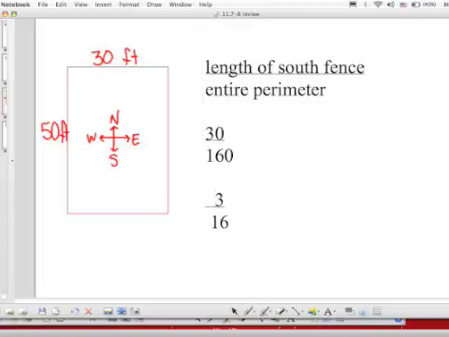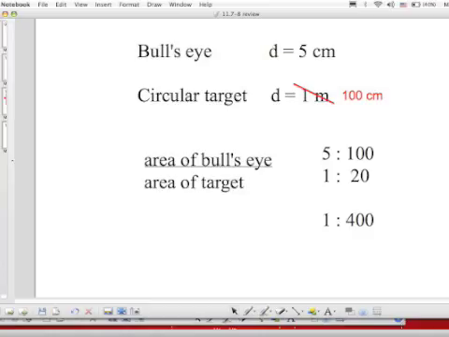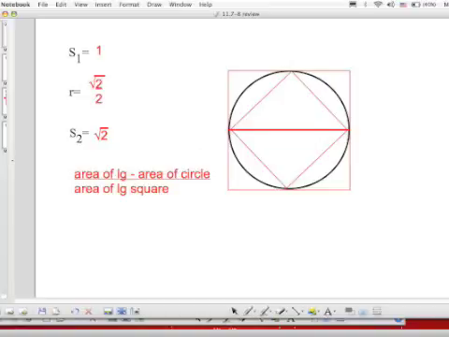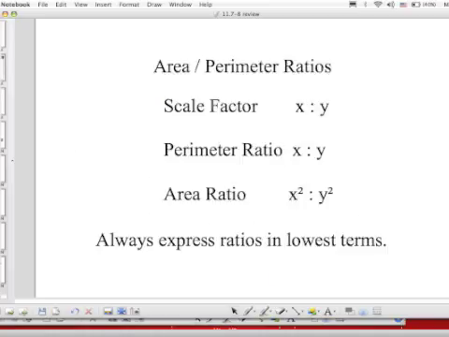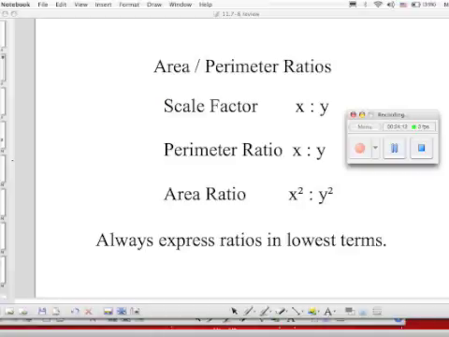Okay? I think that's all I've got for you. Those are types of problems. Those are things that you need to know. How to set up geometric probability and your area perimeter ratios, how they're related to each other, and how to use them. Tests tomorrow. Good luck. See you there.